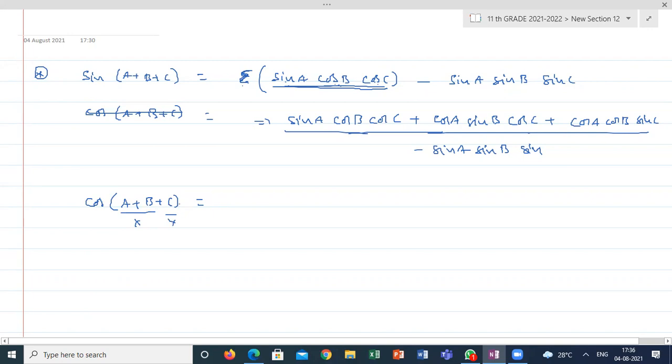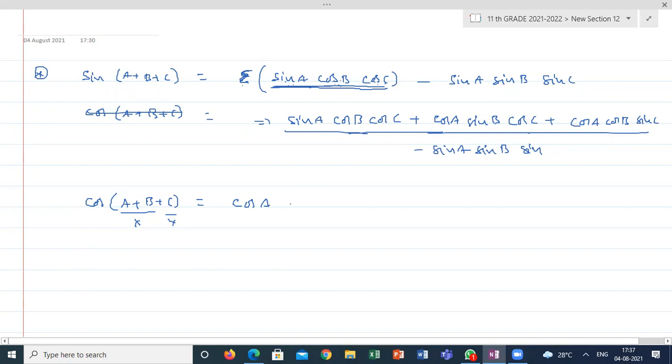Sir, in the first one, is it sin A or cos? This one? Yes, sir. This is sin A. Why? What is the doubt? No, sir, it's sin A. Okay. It's sin A: sin A cos B cos C. Summation means 3 times you have to do because there are 3 angles. First sin A, next time sin B, next time sin C. Rest of all the things are cosines.